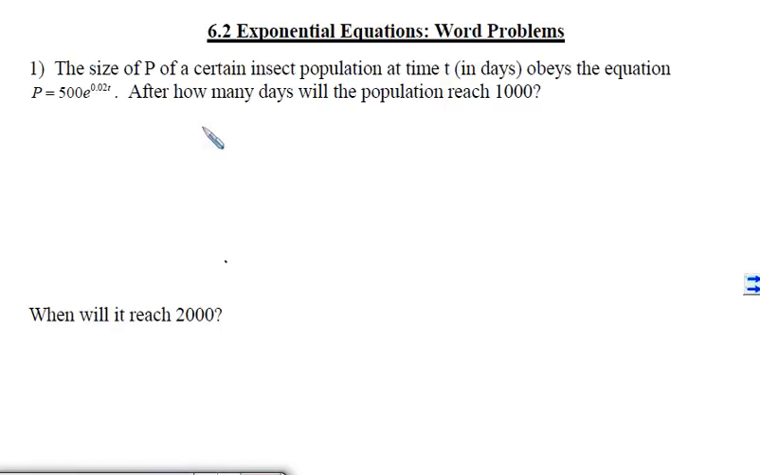We're going to work these word problems out. You should probably try them before I show you how to do them, so you might want to pause it and try it. But if you've already done that, here we go.